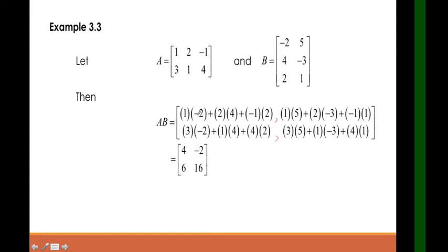So, we have 1 times negative 2 is negative 2 plus 2 times 4 is 8. So, that is 6. Then negative 1 times 2 is negative 2. So that's equal to 4. Then 1 times 5 is 5 plus 2 times negative 3 is negative 6, so we have negative 1. Then negative 1 times 1 is negative 1, so negative 2 is our answer. 3 times negative 2 is negative 6, 1 times 4 is 4, so that is negative 2. 4 times 2 is 8, so we have 6 as our answer. Then 3 times 5 is 15, plus negative 3 is 12, plus 4 is 16. So this is our answer, the product of AB: the matrix 4, negative 2, 6, and 16.